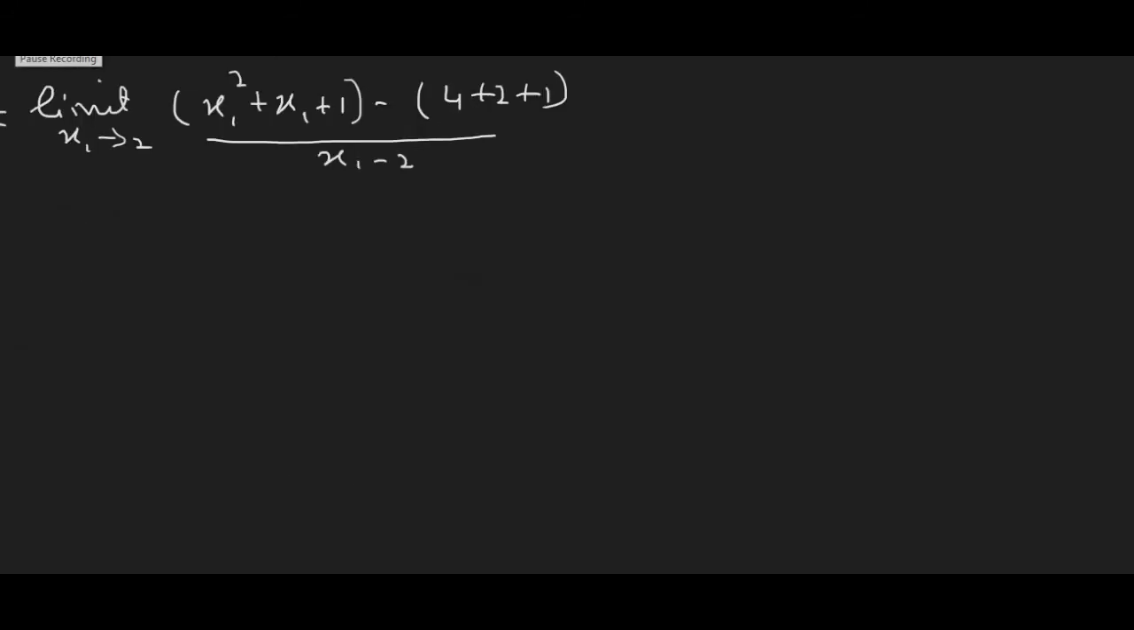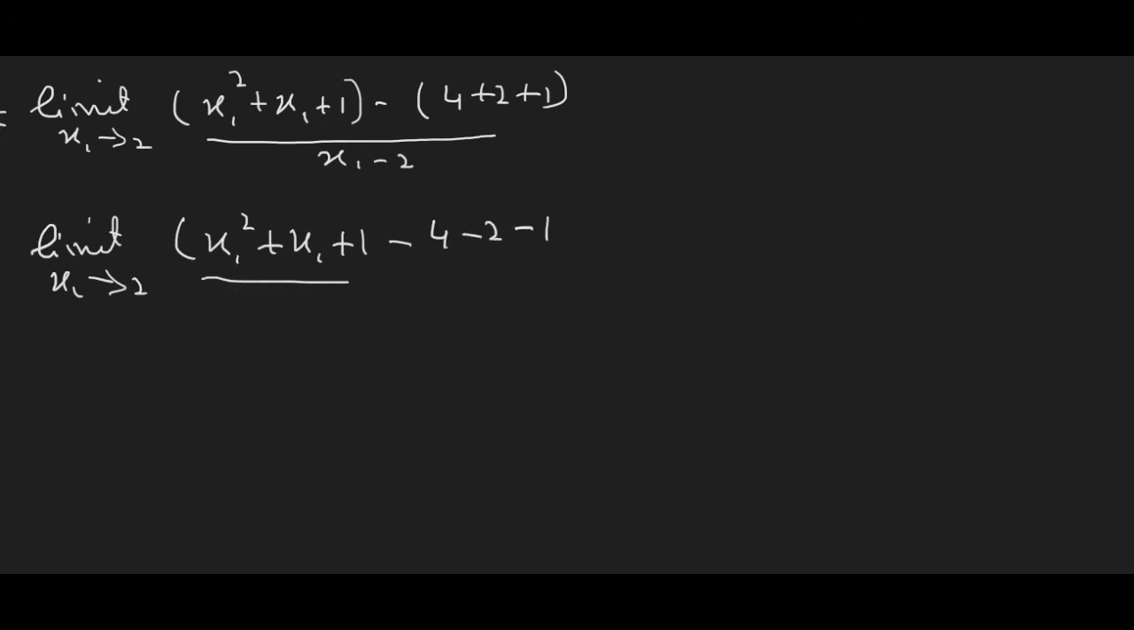Now limit x1 approaches to 2, x1 square plus x1 plus 1 minus 4 minus 2 minus 1 over x1 minus 2, and here we can cancel x1 minus 1.